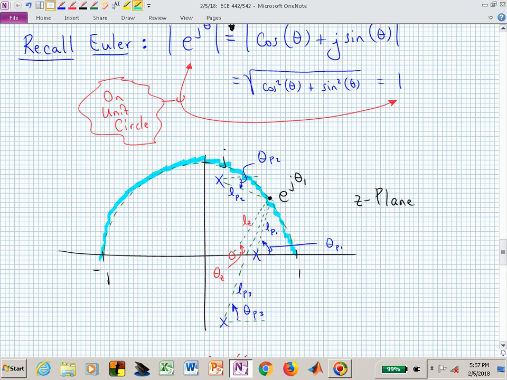And now you have all of these angles relative to this horizontal line going to the right from each of the poles and zeros. That's how you measure your angles for each of those singularities. The distances, again, are determined by this right triangle's hypotenuse.